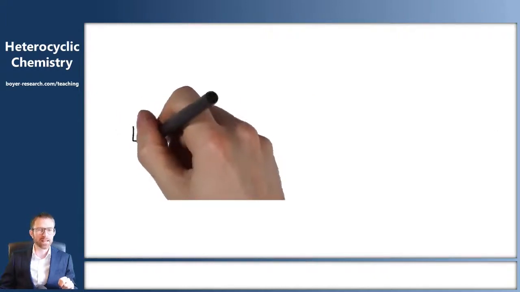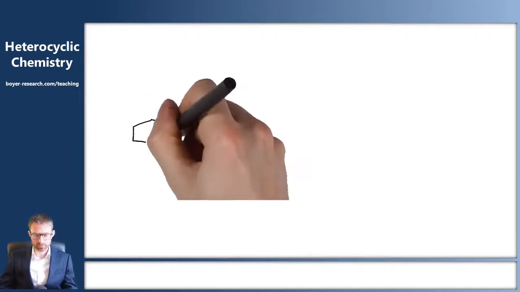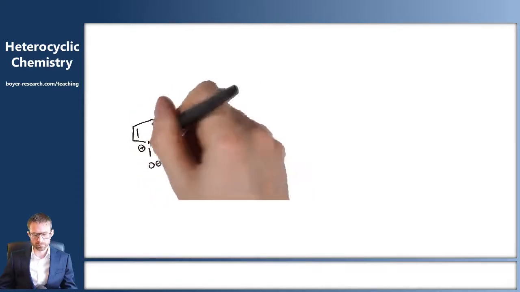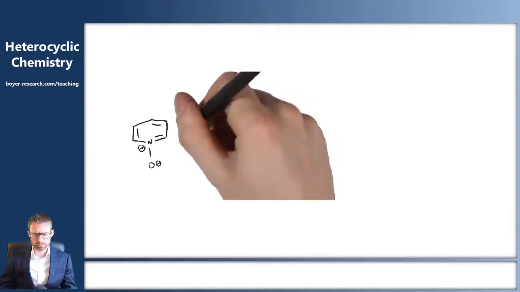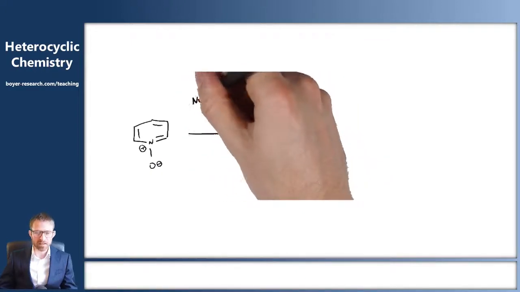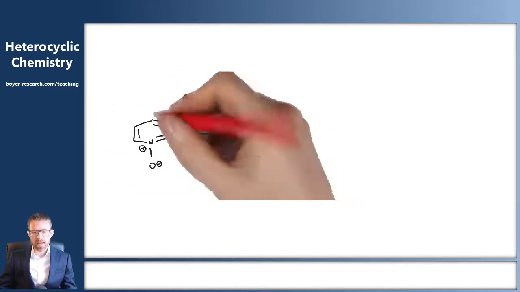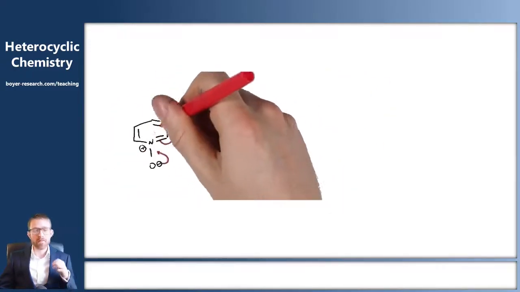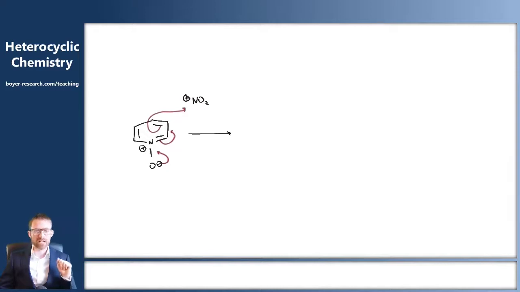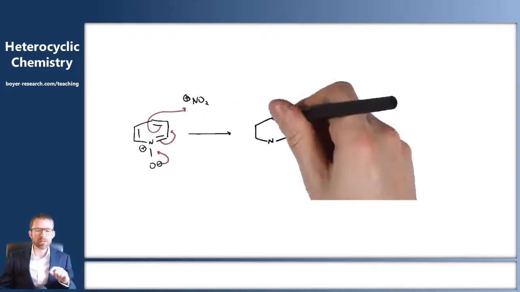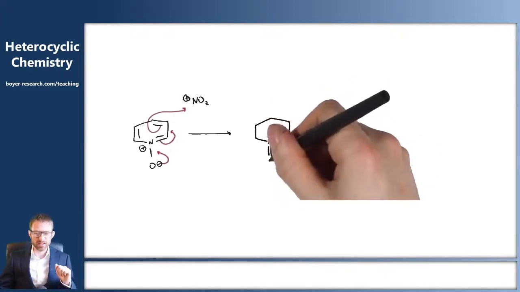We can go through these mechanisms a little bit more slowly. So here's our pyridine N-oxide, a positive charge on the nitrogen, negative charge on the oxygen. And if we have the nitronium cation, remember we make that by the dehydration of nitric acid by a stronger acid like sulfuric acid, we can push the arrows through from that oxygen negative charge.